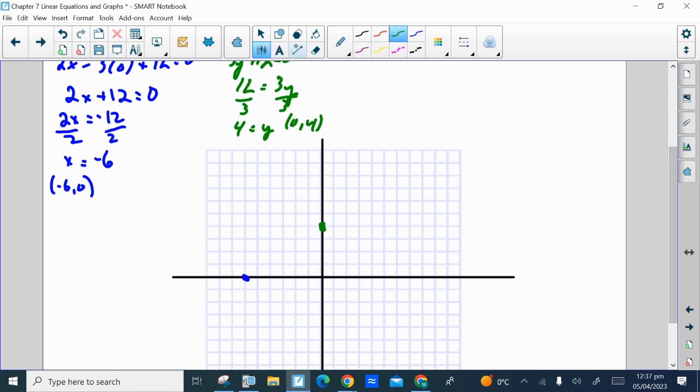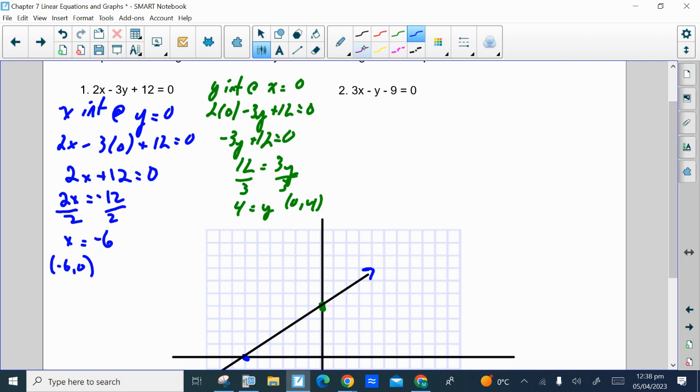And you can put that point on the graph and then draw a line going through those 2 points. Right, so that line looks something like that, and our lines always have arrows on the ends because they extend forever following those same directions.